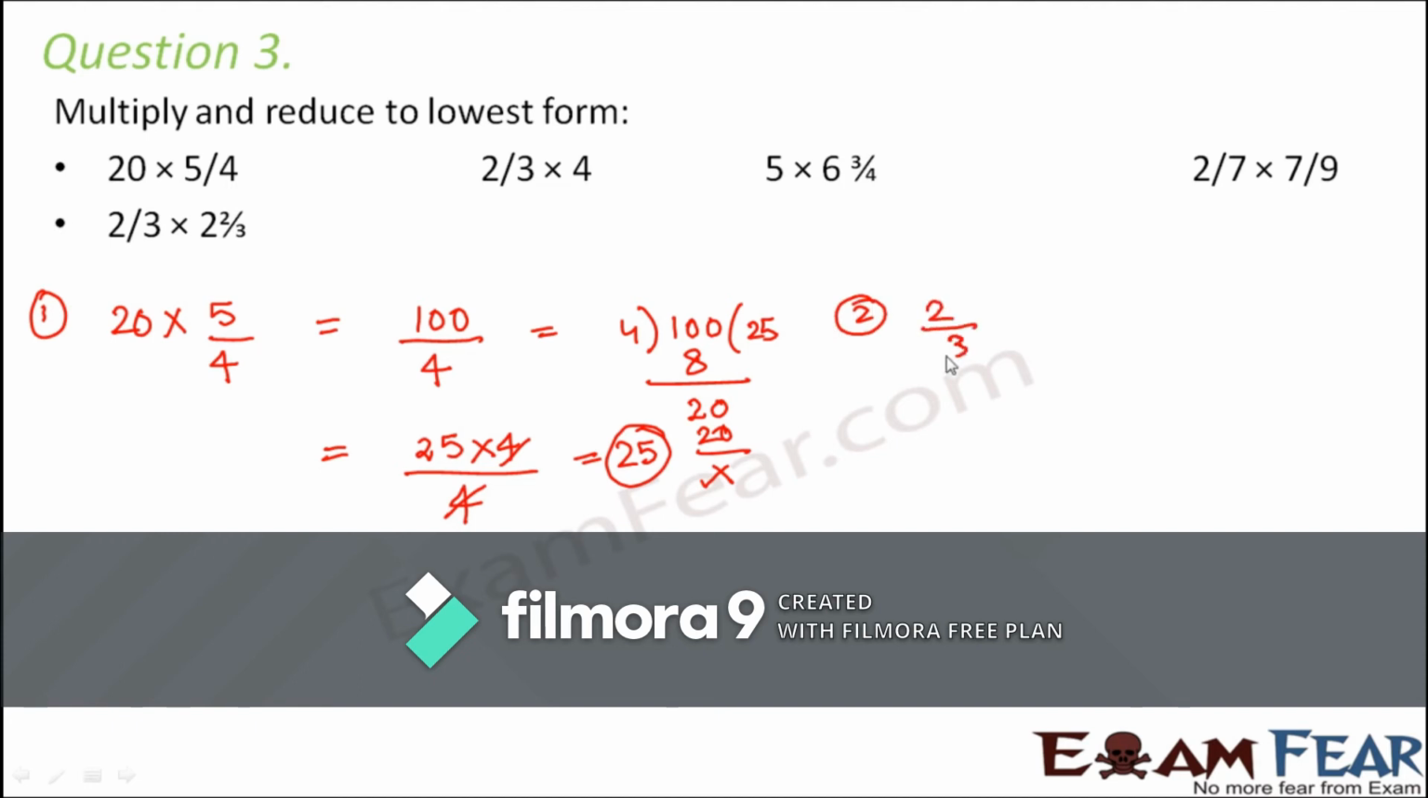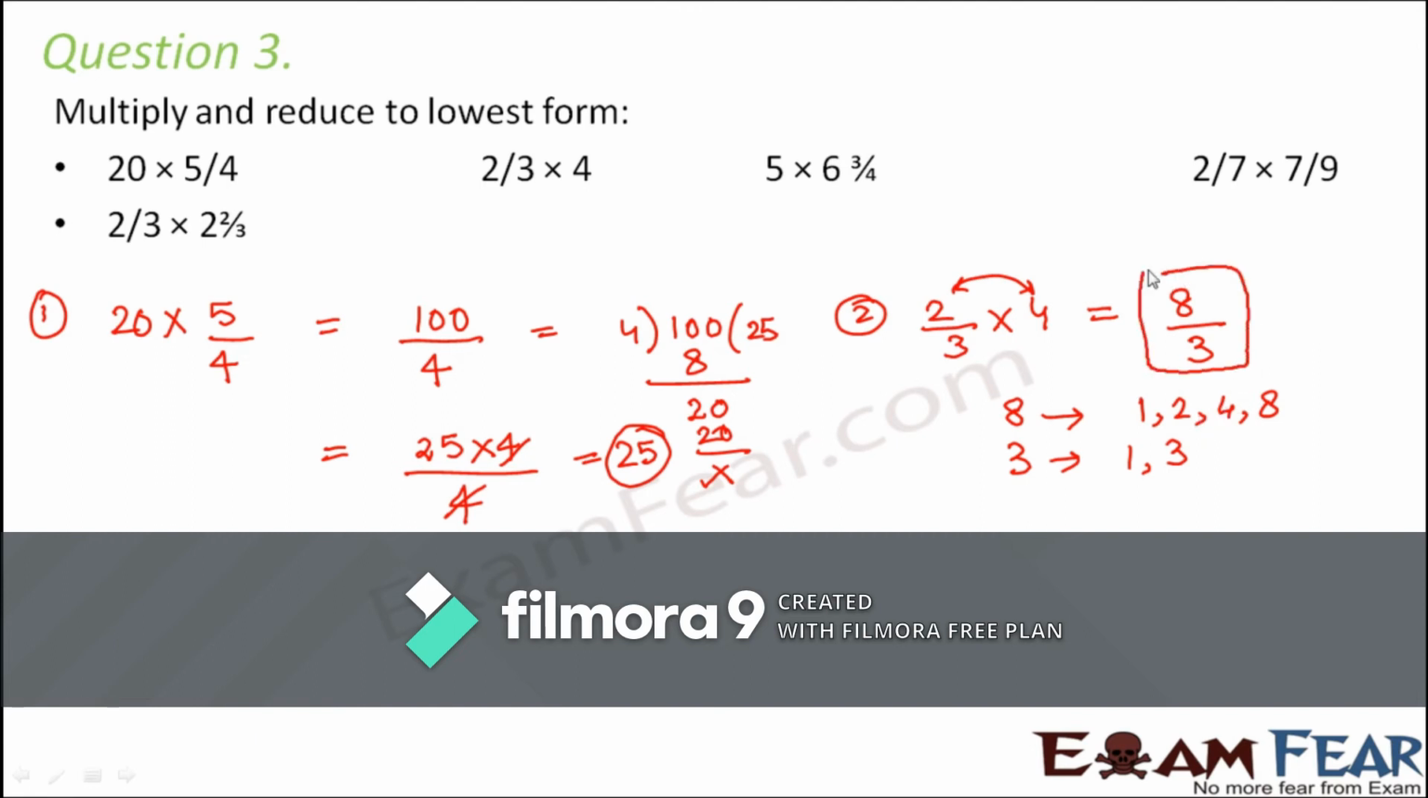Let's look at the second one, that is 2 by 3 into 4. So here again you multiply the numerators together. So this would be 8 divided by 3 into 1, which is 3. So is it in the lowest form? Yes, it is already in the lowest form, because if you compare the common factors of 8 and 3. What are the factors of 8? 1, 2, 4, 8. And what are the factors of 3? 1 and 3. So do you have any common factor between the two except 1? No. Therefore, this is already in the lowest form.